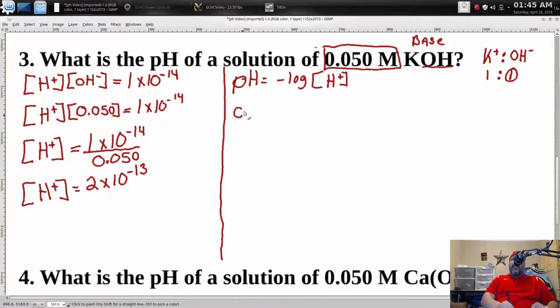Okay, so we have the pH equal to the negative log of the number that we just calculated for the hydrogen ion concentration, which is 2 times 10 to the negative 13. All right, so let's go ahead and punch that into the handy-dandy cheater later.